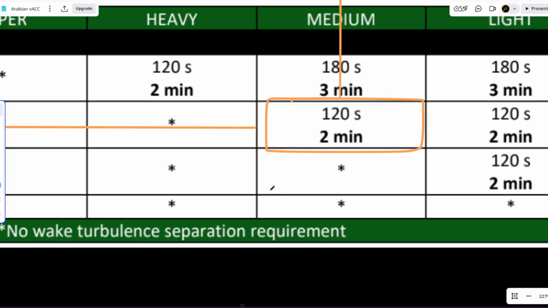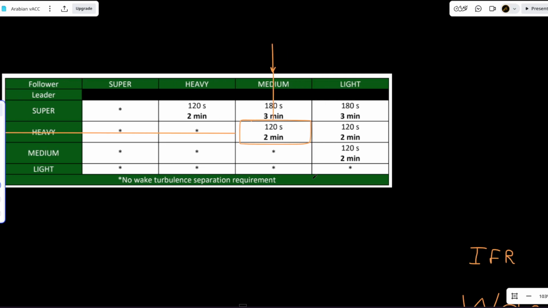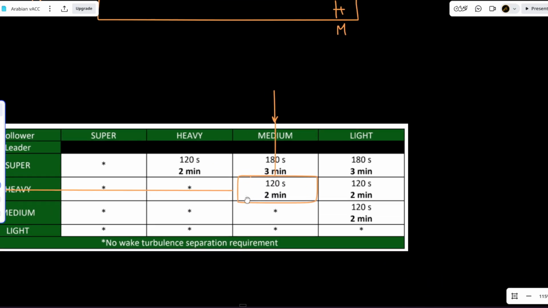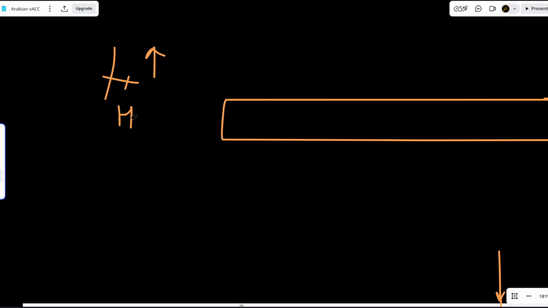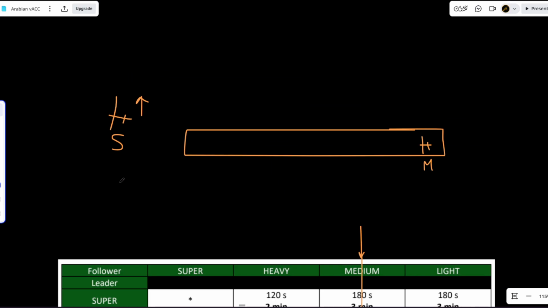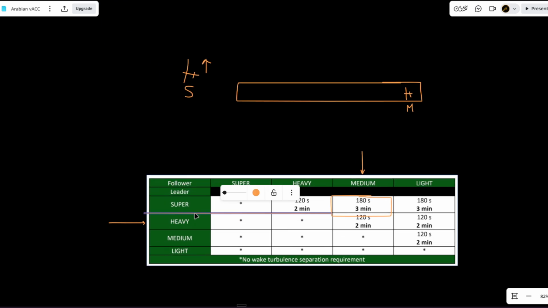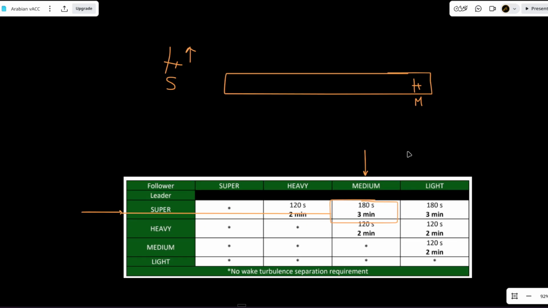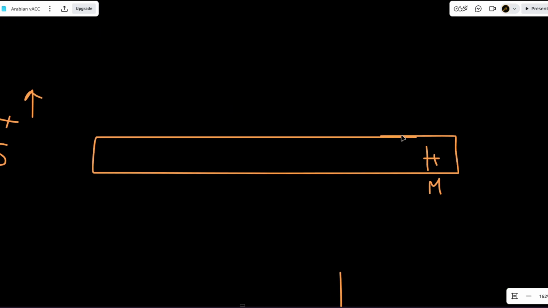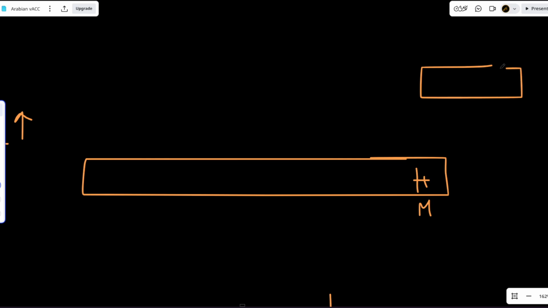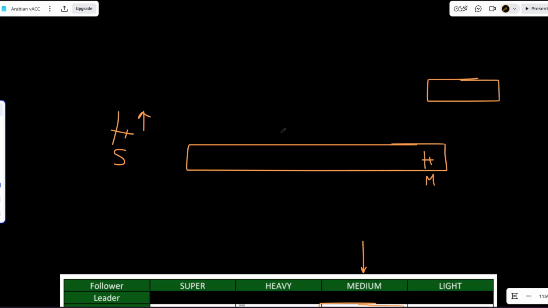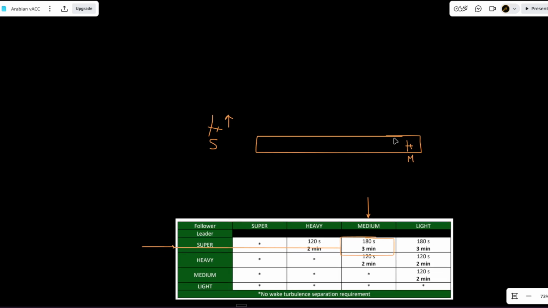As you can see, anywhere there's a star, there's no separation requirement. So if instead this guy was a super, an A380 or an Antonov, it becomes 3 minutes. So this guy now needs to wait 3 minutes. So this guy can't get a takeoff clearance unless you start timing it. And it should be 3 minutes before this guy can start a takeoff run. Make sense? There you go.